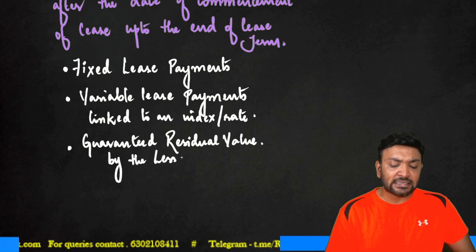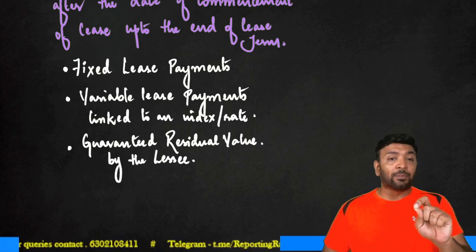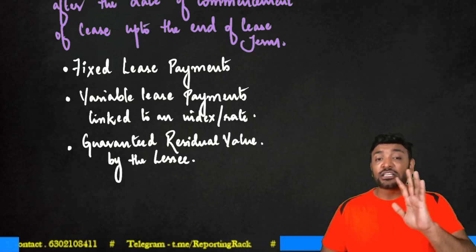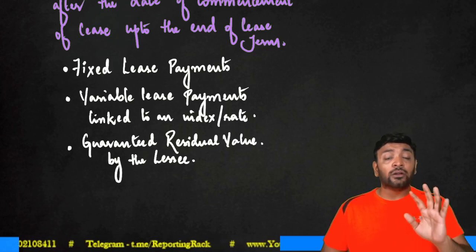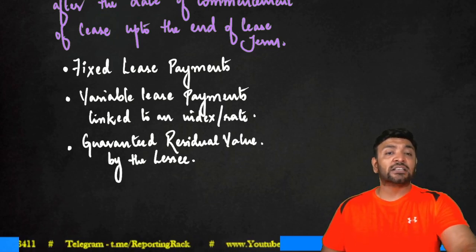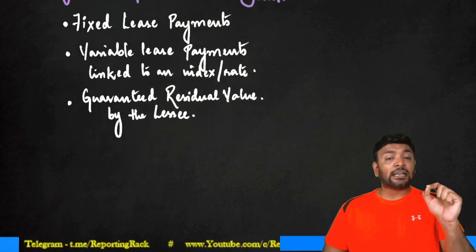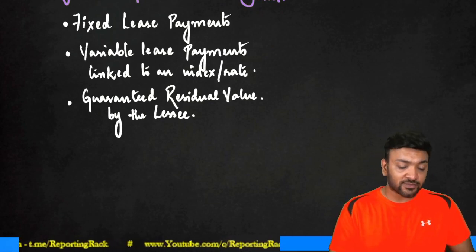Third party's guaranteed residual value. If the lessor is taking a guarantee from a third party, then that amount is not payable by the lessee. Since it is not payable by the lessee, I will not include it in the accounting for leases to be discounted. Only such guaranteed residual value guaranteed by the lessee should be included in discounted cash flows.